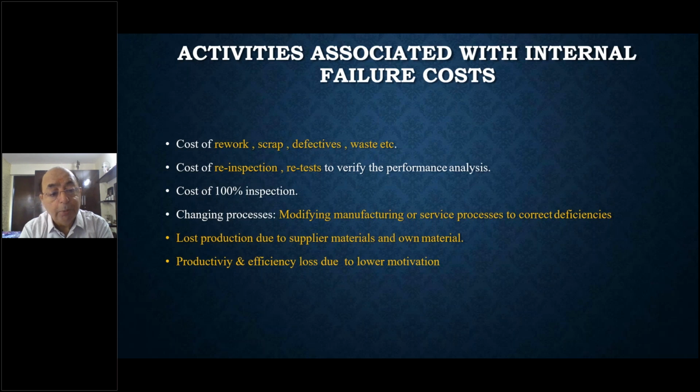These are all things. Employee satisfaction is equally critical. If there's no employee satisfaction, the cost of quality will not go down.